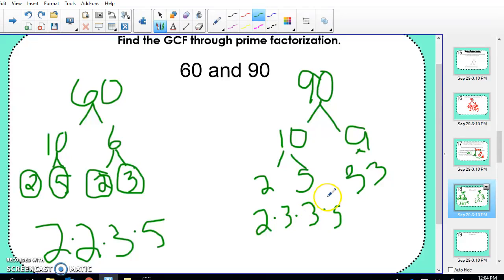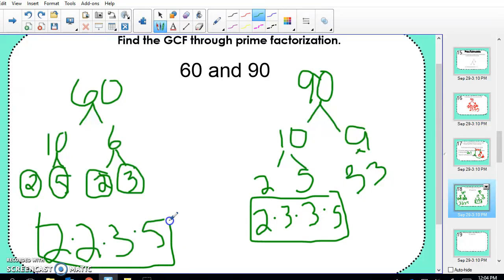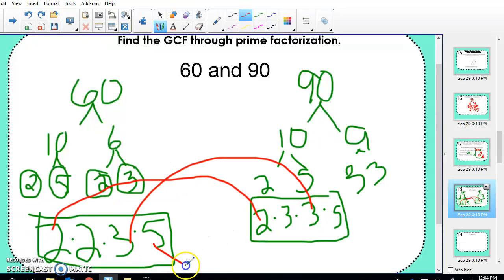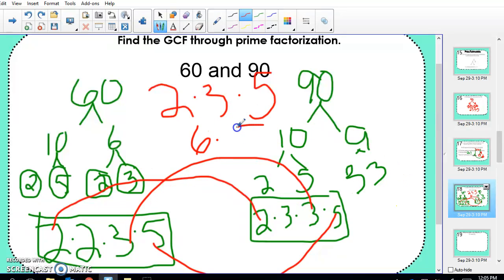And after I have the prime factorization down here and over here, I need to find my buddies. So what are my buddies? Well, we both have 2, we both have a 3, and we both have a 5. So I need to find my GCF. The GCF should be 2 times 3 times 5, because that's what they had in common. 2 times 3 is 6. 6 times 5 gives me my GCF of 30. Go ahead and copy that down, please.